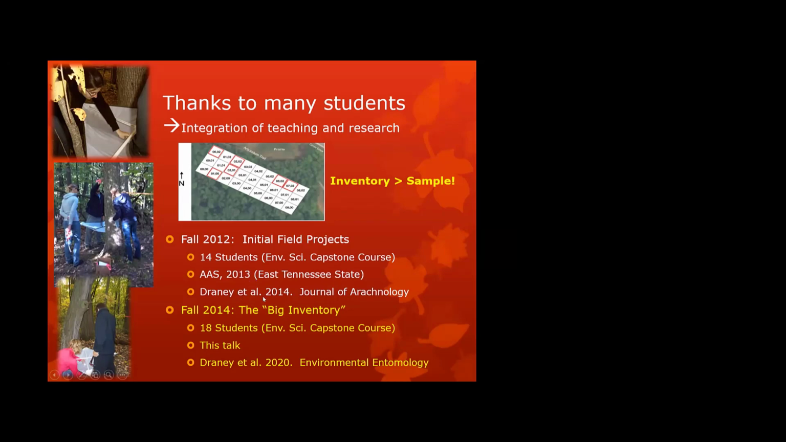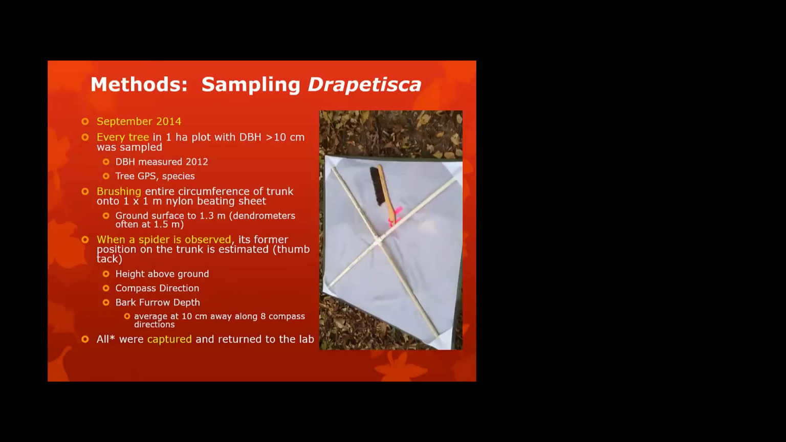and then a note in the Journal of Arachnology in 2014. So in the fall of 2014, we decided that an inventory would be way better than a sample. We had a pretty big class, 18 students, and we thought if we all worked together, we could sample every single tree in this 1 hectare plot and get really nice data that way. And so that's the result of this talk. And then we also published a paper that came out last year in Environmental Entomology.